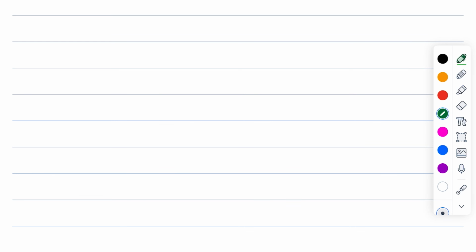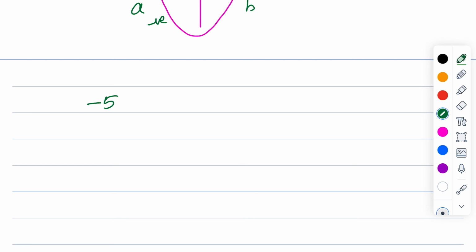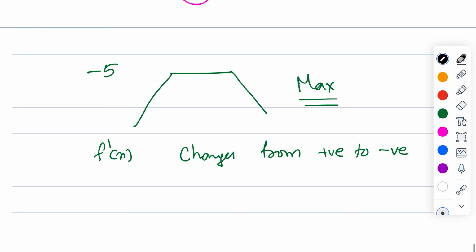So, when you see this, the derivative was positive, then it became 0 and it became negative. At negative 5, it was positive, 0, and negative. So it is going to be a maximum point. You need to write that f prime x changes from positive to negative. That's why it is a maximum point.